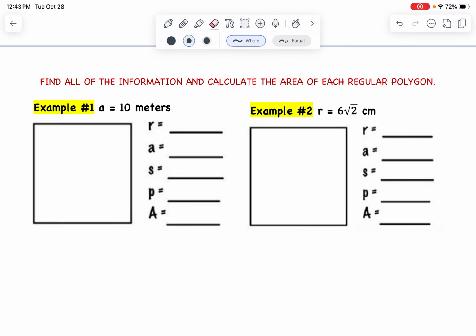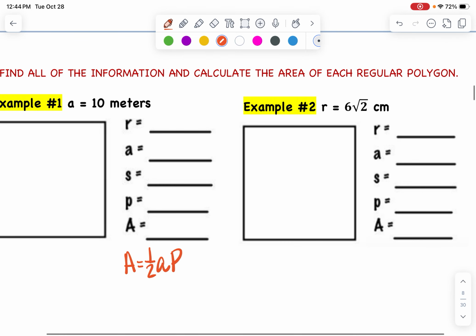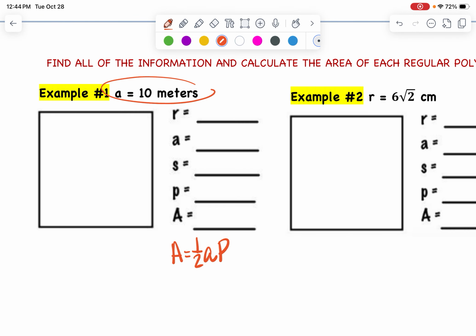We are going to use the formula area equals 1/2 apothem times perimeter. Now, on a test or quiz, I don't really care. You can use whatever formula you want for the area of a square. But for today's homework purposes, we are going to practice using apothems and radiuses and central angles and perimeters and all this good stuff, okay? All right, so here we go. You will be given one piece of information and one piece of information only, okay? So they're telling me that the apothem is 10.